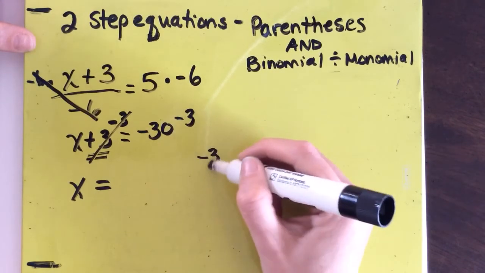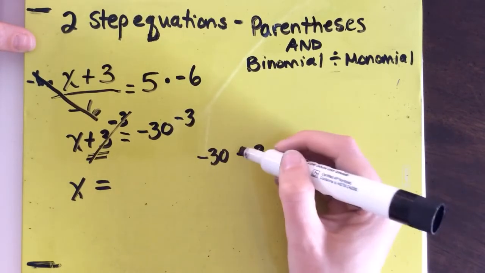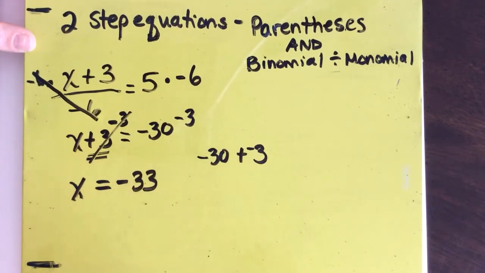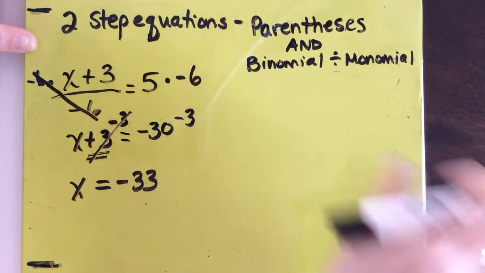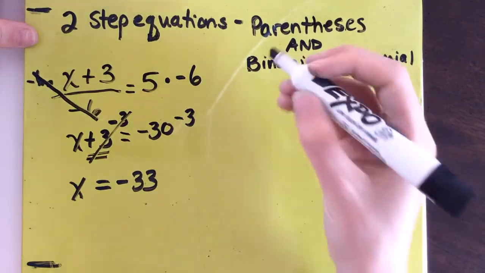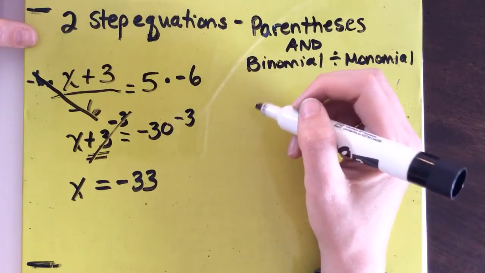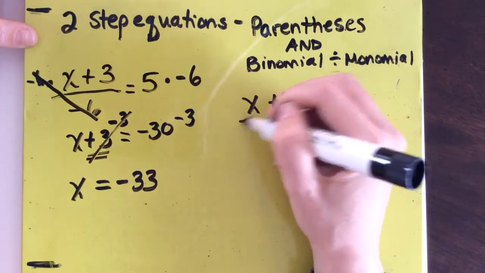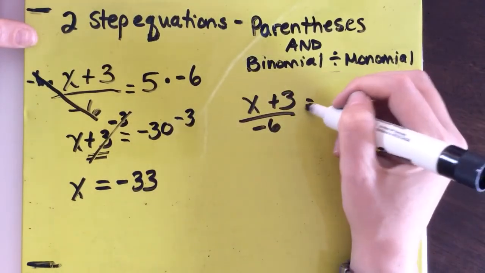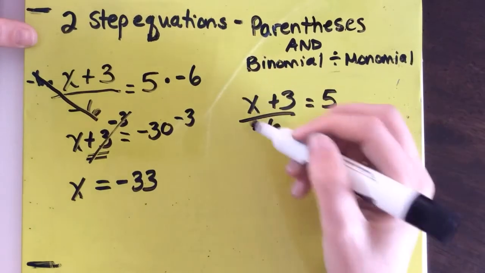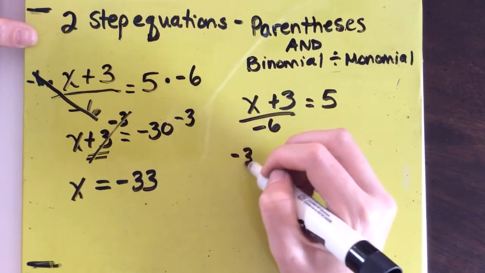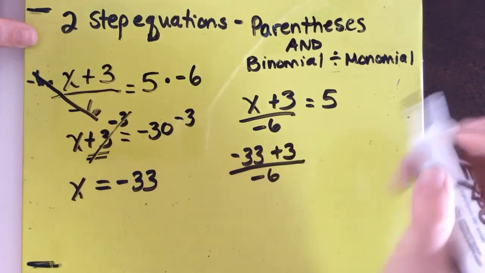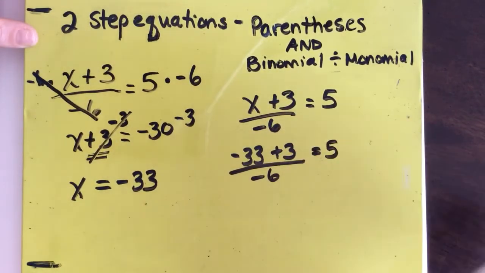If I have a negative 30 and I'm subtracting 3, you could think of it as adding the opposite. So now I have negative 33. And that's my answer. I can check my answer by substituting negative 33 back into my original equation. So instead of an x, I'm going to say (negative 33 plus 3) over negative 6 equals 5.